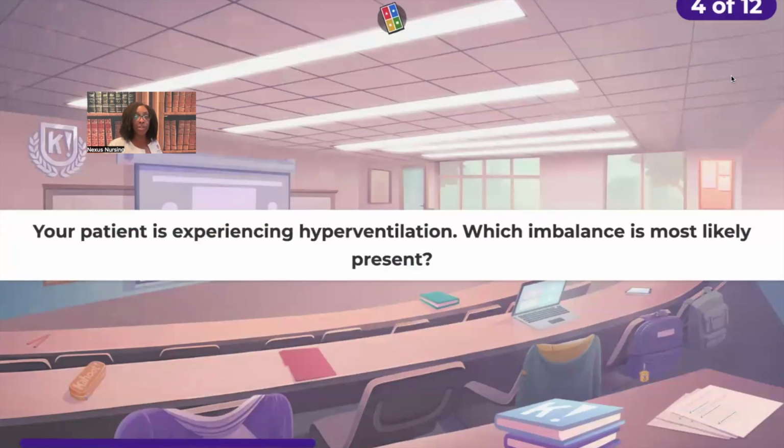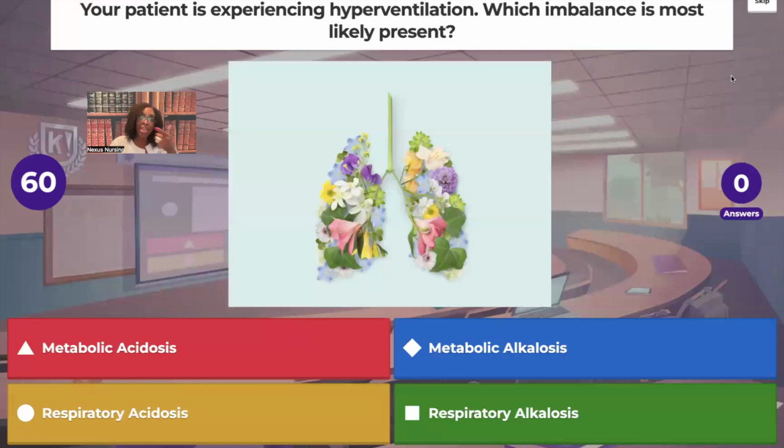Your patient's experiencing hyperventilation. Oh my gosh. Which imbalance is most likely present? I gave you guys the answer for this too. Everybody better get it right. Metabolic acidosis, metabolic alkalosis, respiratory acidosis, or respiratory alkalosis. Come on, people. Your patient's hyperventilating. What is happening? I need you to think through what's happening. The pathophysiology.